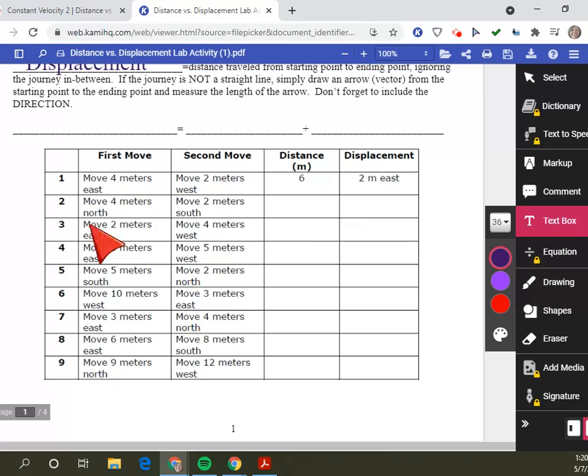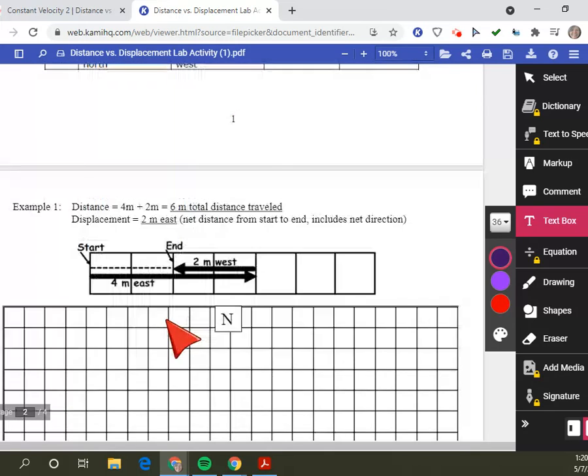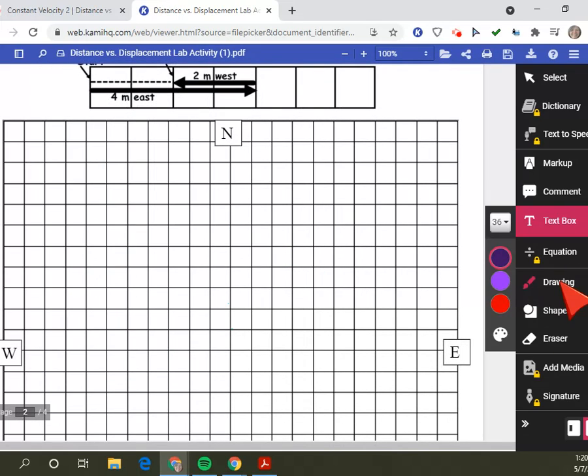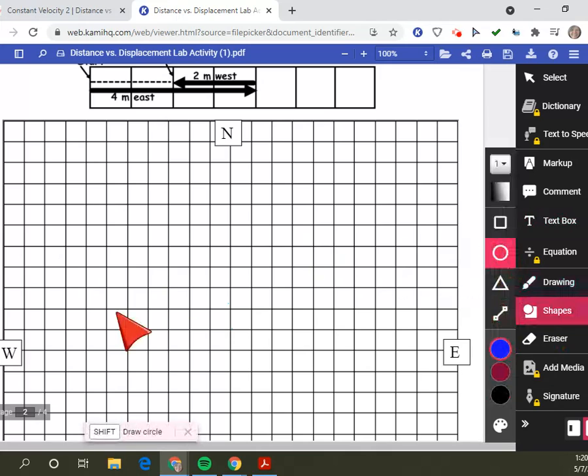All right. So let's go ahead and we'll do number 2. We'll do some of them together, but let's start with number 2. Move 4 meters north, move 2 meters south. Well, okay, let's find our graph here. I am going to just pick any spot here. Right here is where I'm going to start. And it told me to move 4 meters north. So I need a line. We're going to make that line a little thicker so we can see it. 1, 2, 3, 4 meters north.